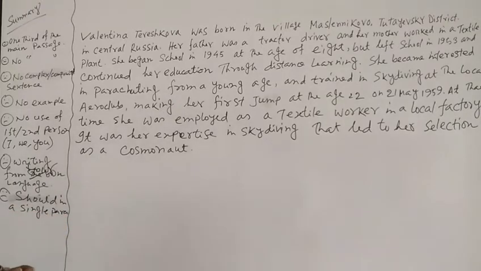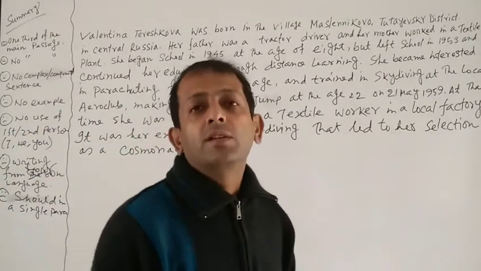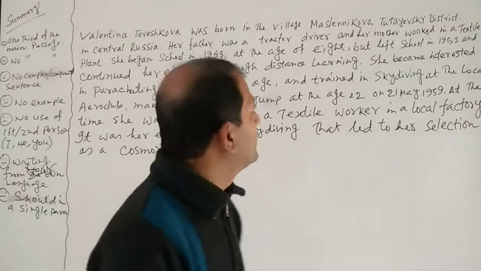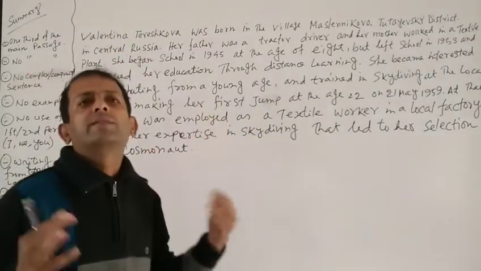Or you should not make 2 or 3 paras. You will write down the summary in 1 para. Is it clear? Okay. So, Valentina Tereskova. This passage is about Valentina Tereskova.